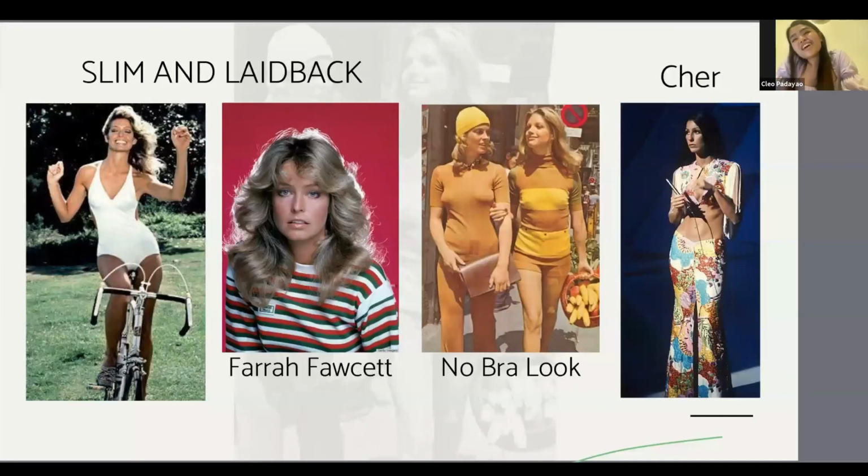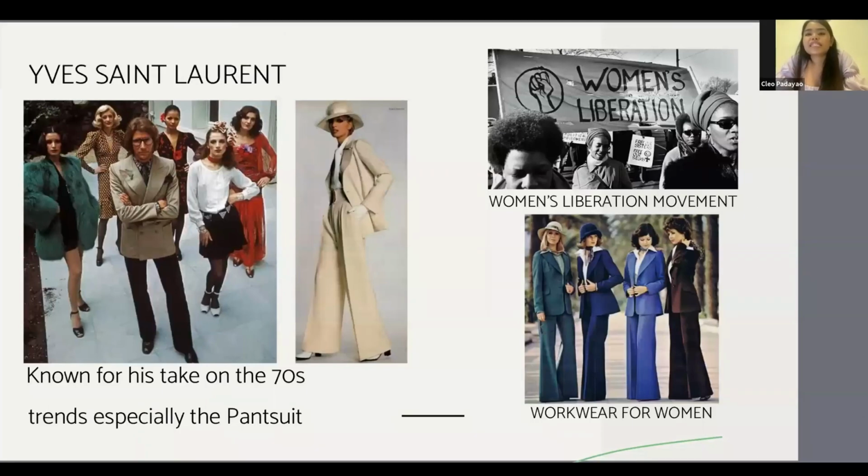And one of the icons of the decade is Cher. So pretty much from the 60s to 80s, Cher is always wearing the trends. She is really fearless. And one famous designer in the 70s is Yves Saint Laurent.